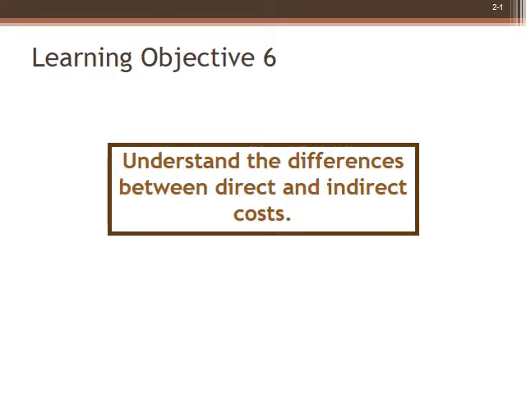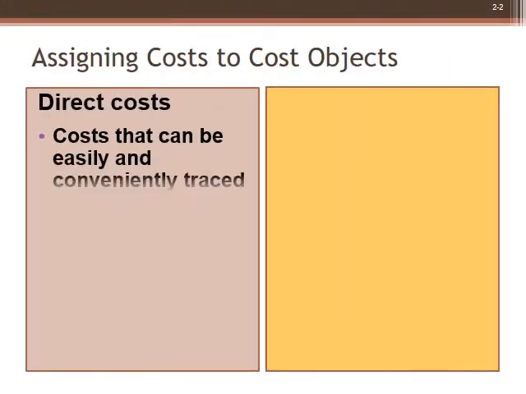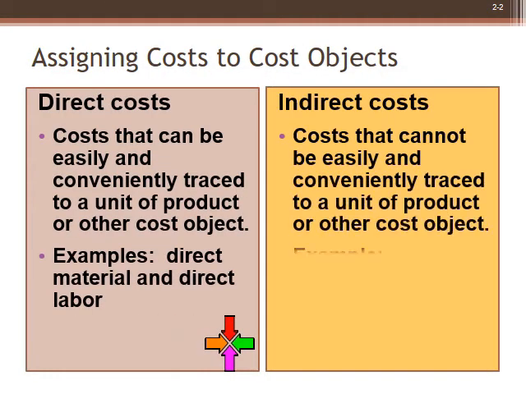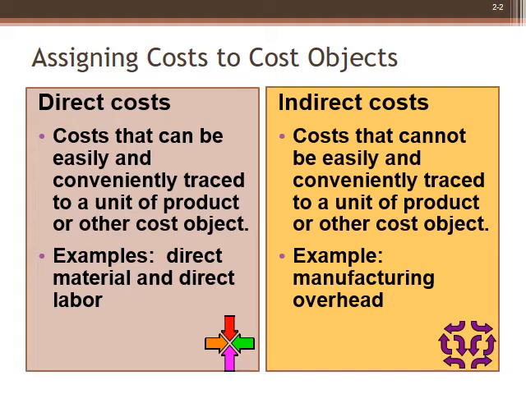Our learning objective 6 is to understand and differentiate between direct and indirect costs. So let's talk about that. A cost object is anything for which costs are desired, including products, customers, jobs, organizations, and subunits as well. For the purpose of assigning cost to a cost object, costs are classified as direct cost and indirect cost.